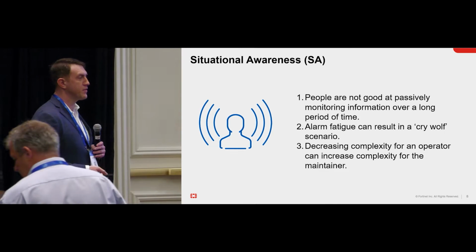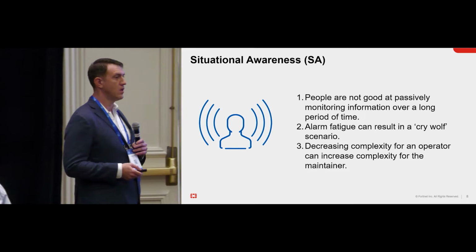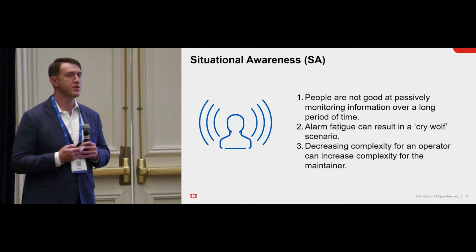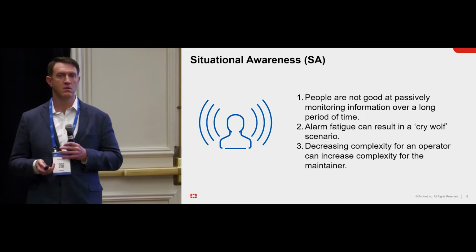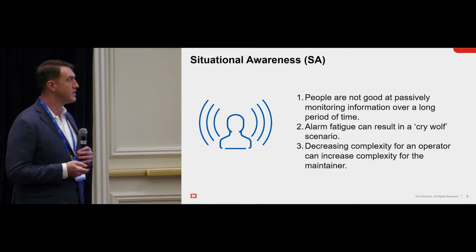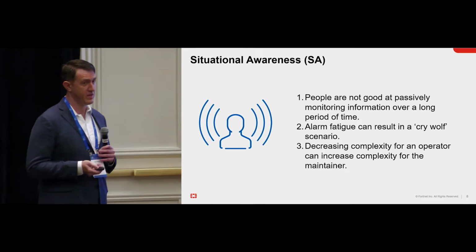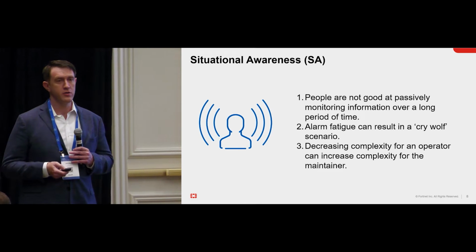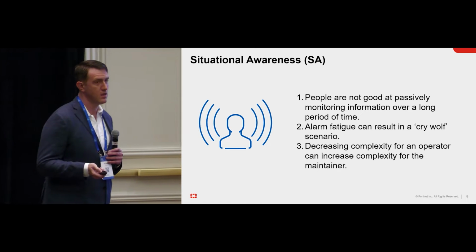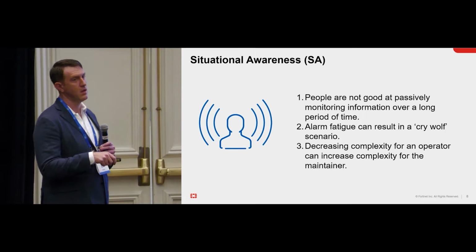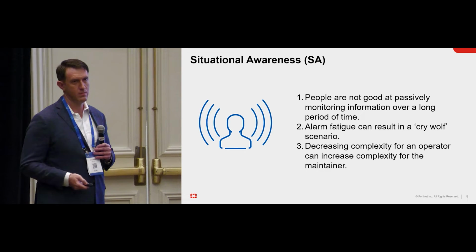As we start to increase the complexity of these systems, the aim is always to decrease the complexity for the operator. Sometimes that means decreasing or increasing the complexity for the maintainer. It's a lot harder to drive a Model T than a Tesla. It's a lot harder to fix a Tesla than a Model T, right?